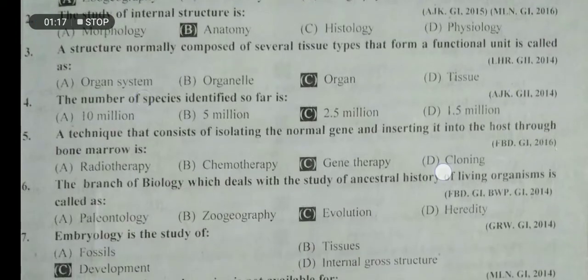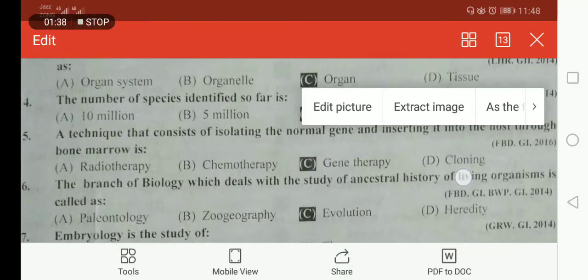The number of species identified so far is 2.5 million species of our different organisms are identified in the present era. A technique that consists of isolating the normal gene and inserting it into the host through the bone marrow is known as gene therapy.